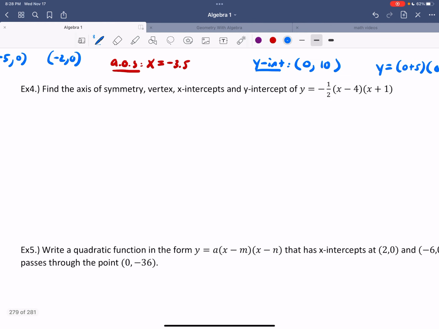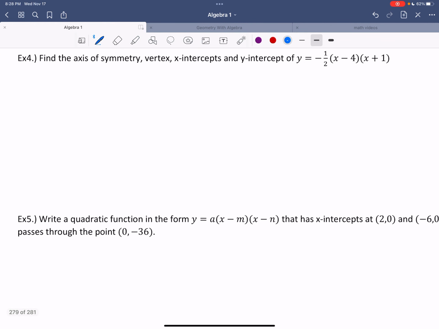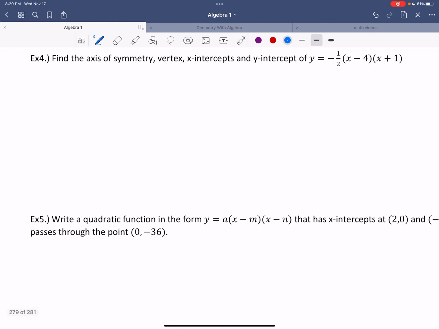Okay, next one, example 4. Why don't you take a minute and pause the video here, and try example 4 on your own and see what you can come up with. All right, welcome back. Hopefully you paused the video and tried this yourself. If you didn't, there's no way you got it all done in that little amount of time. But here we go. I'm going to go through this one maybe a little bit quicker than the ones previously.